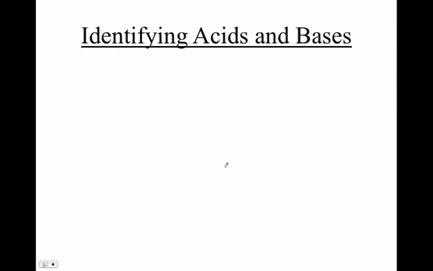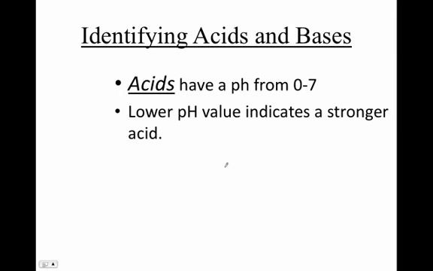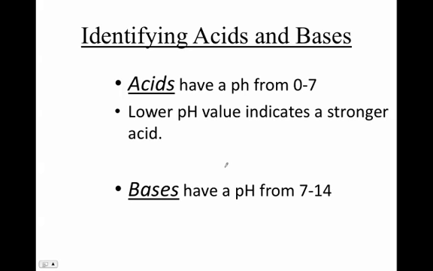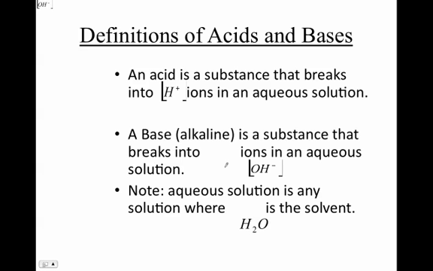We can identify acids and bases based on properties. So we already know acids have a pH of 0 to almost 7, 7 being neutral. The lower the pH value, the stronger the acid, and we know bases have a pH of above 7 to 14. And the higher the value, the stronger the base. Acids are substances that will break into hydrogen ions when we put them in solution, and bases are substances that would break up into hydroxide.